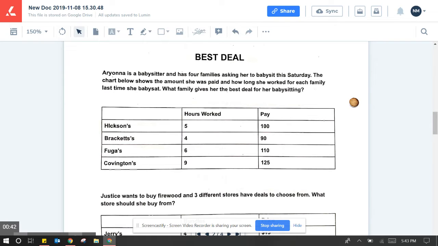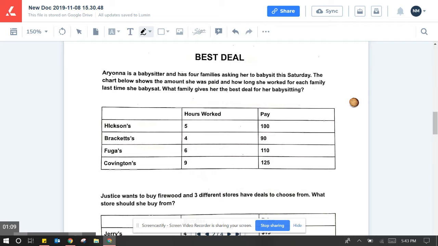It says Ariana is a babysitter, has 4 families asking her to babysit this Saturday. The chart below shows the amount that she was paid and how long she worked for each family last time that she babysat. What family gives her the best deal for her babysitting? So generally what we're going to do to find a unit rate, and I'll do one and then I'll just use the shortcut in the future.